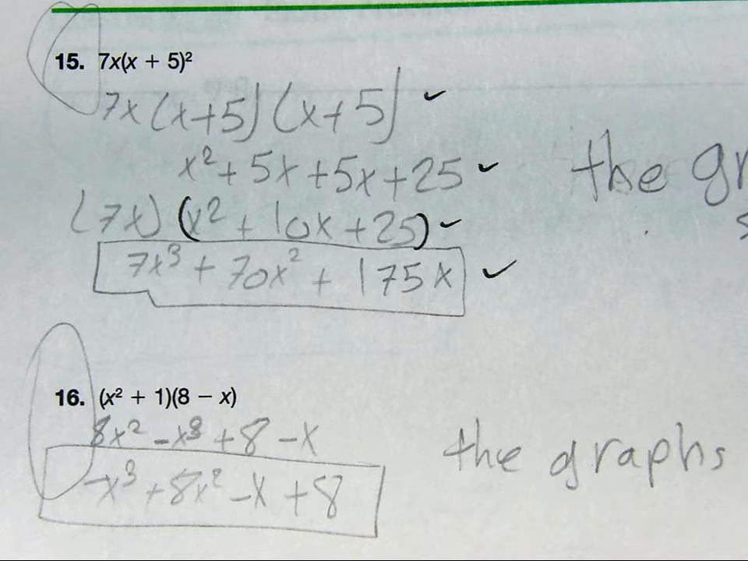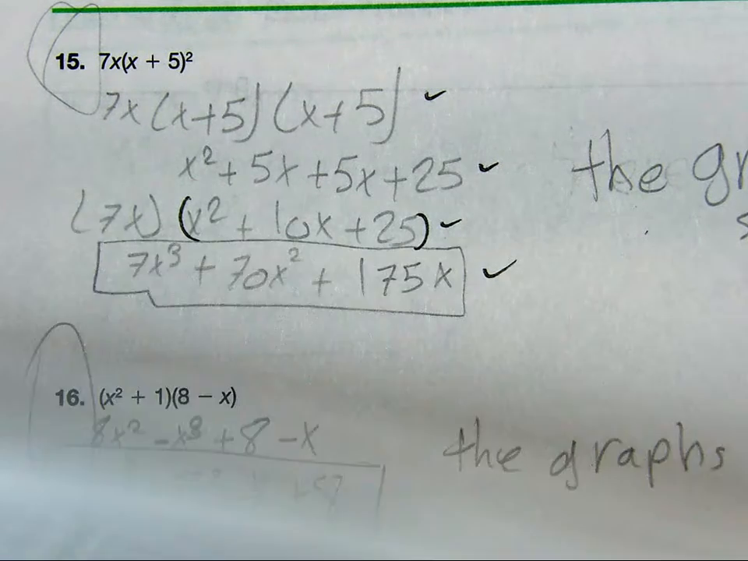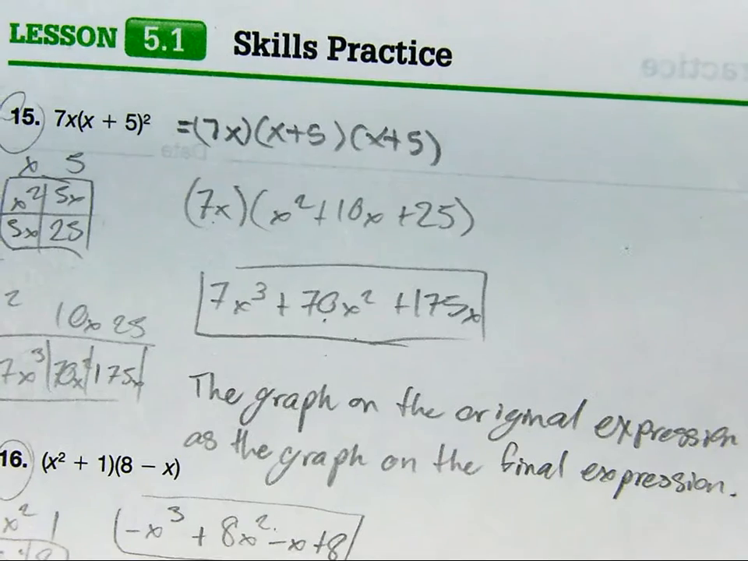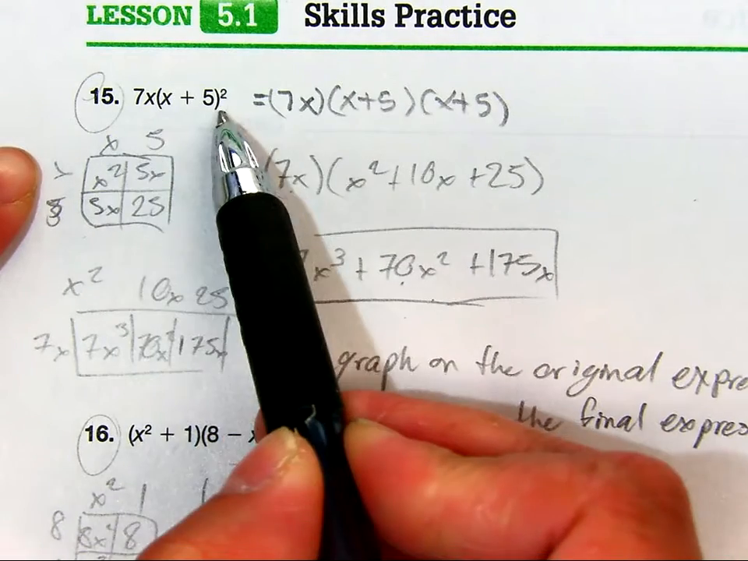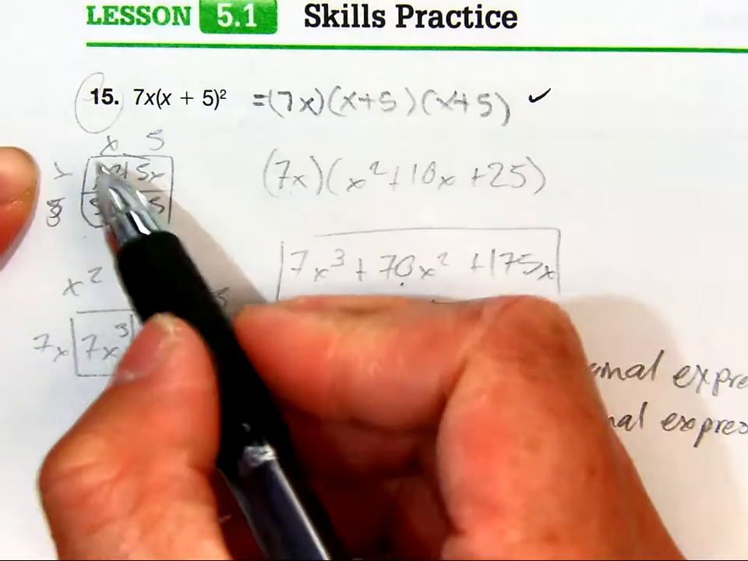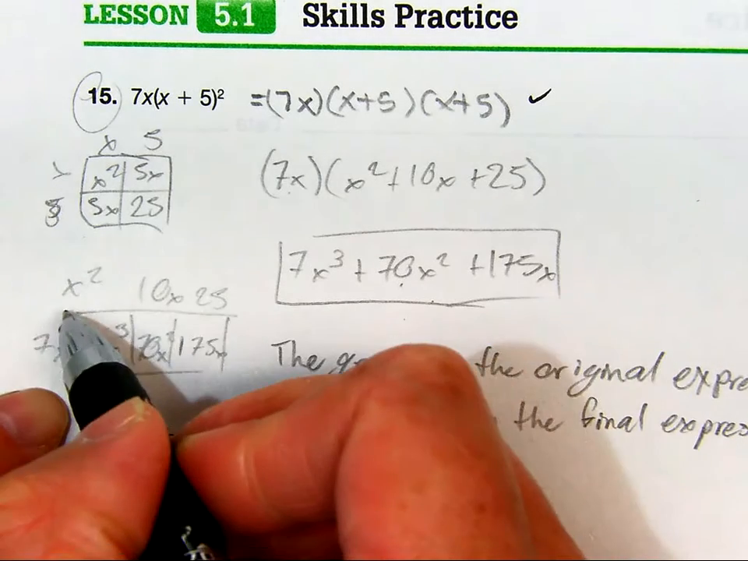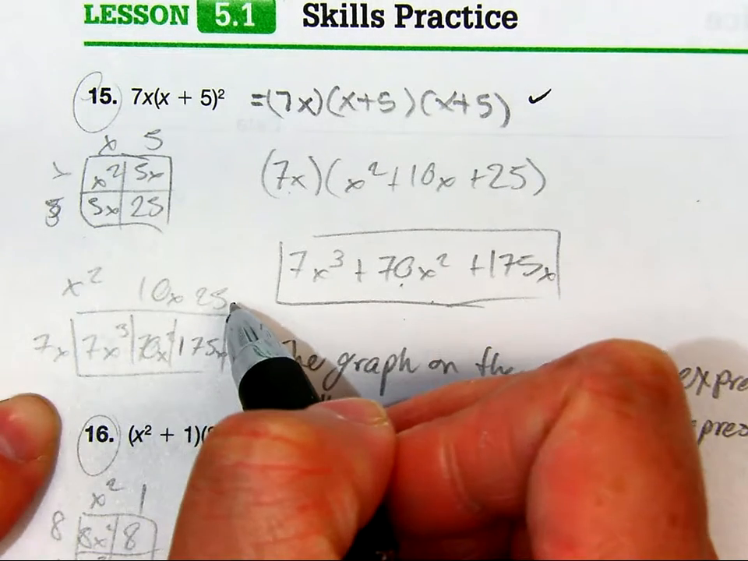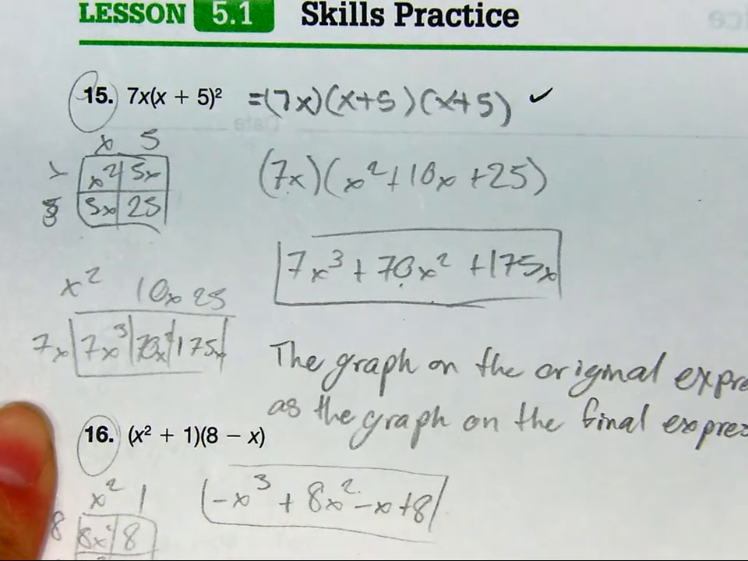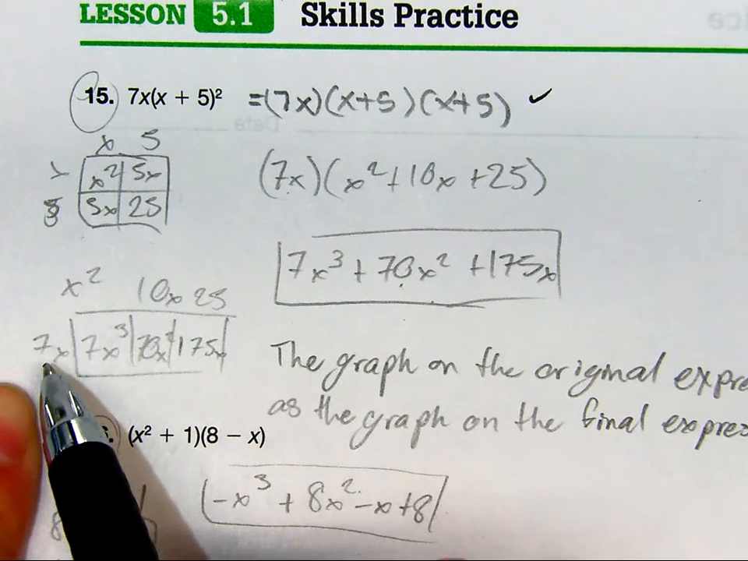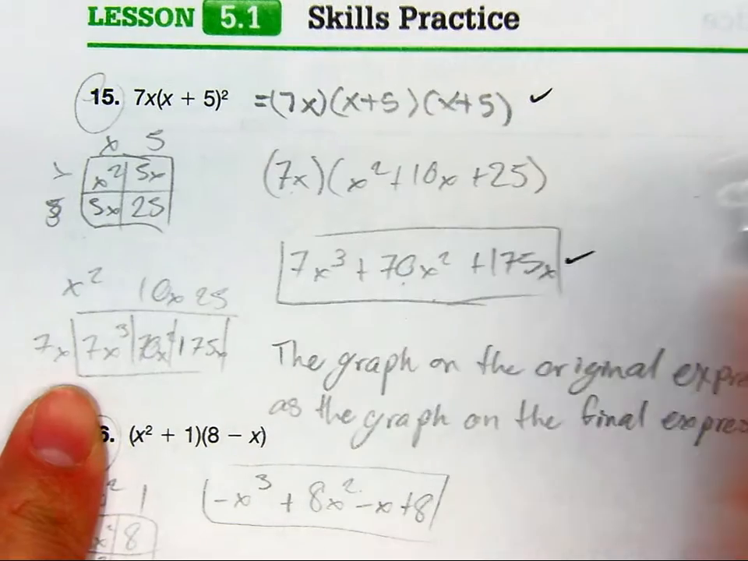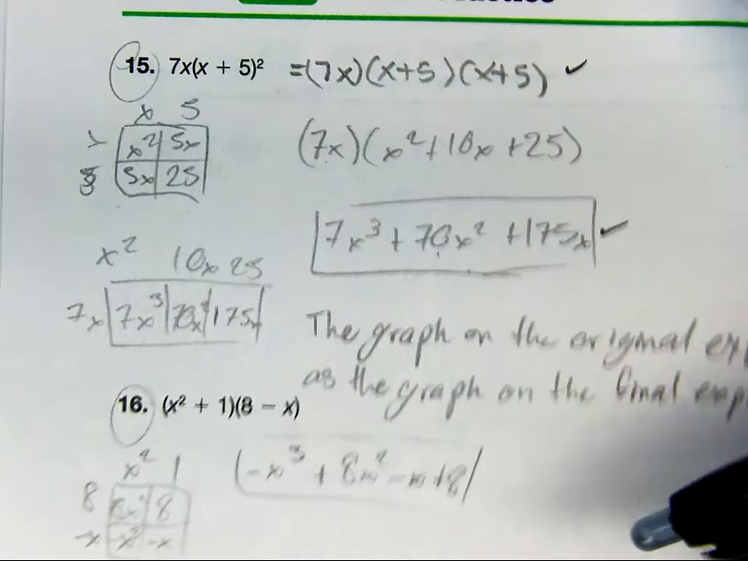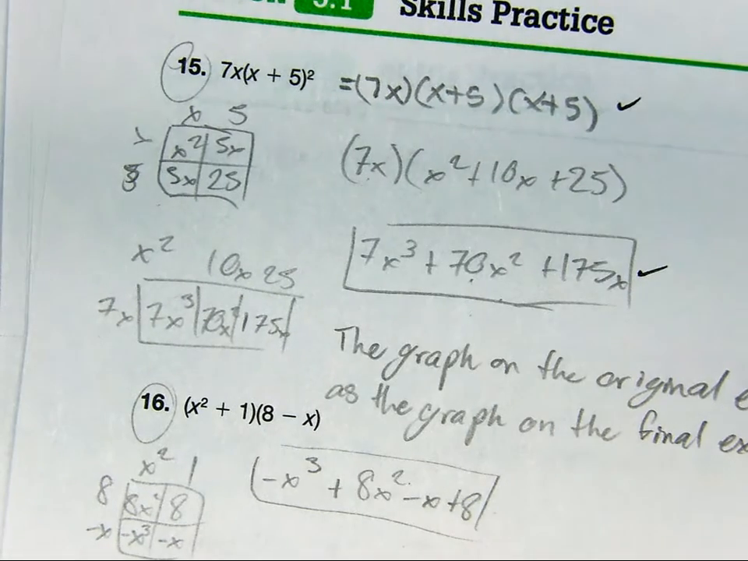Let's look at the students. Multiplied x plus 5 times x plus 5, so good. That becomes x squared plus 10x plus 25, which is correct. Look at this. The student drew another box just for 7x, which is perfectly fine. That's really what distributing is, multiplying. It's correct. Good job. Let's look at number 16.